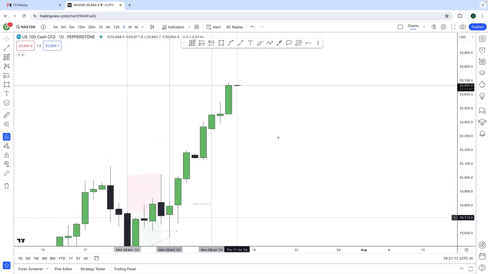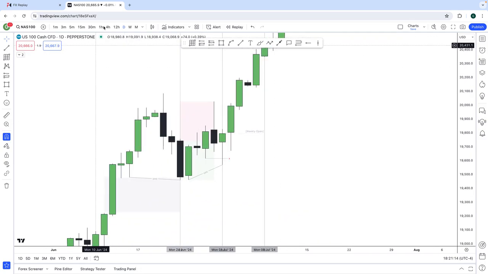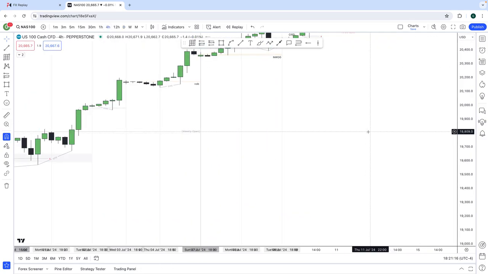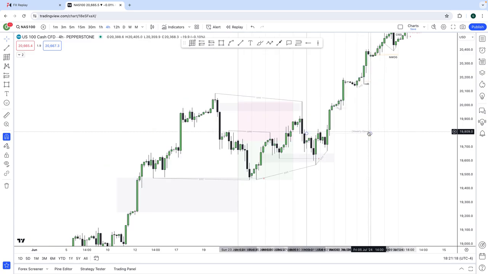And yeah, so let's go to the 4 hour. You can see a lot better. I have all sorts of SMTs marked out and stuff.